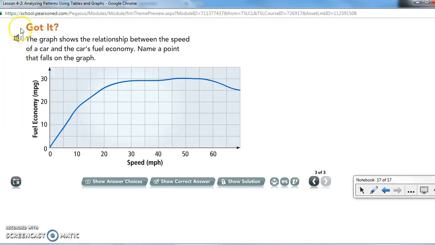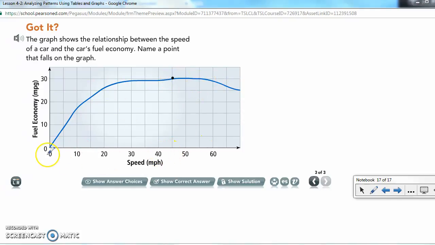The graph shows the relationship between the speed of a car and the car's fuel economy. Name a point that falls on the graph. So for me, I like to find a point that's going to be easy. I look for those points where they intersect at 2 lines. So for me, I'm probably going to look at this dot right here. You can choose anywhere on the graph. For me, I chose that because it's intersecting with 2 lines.